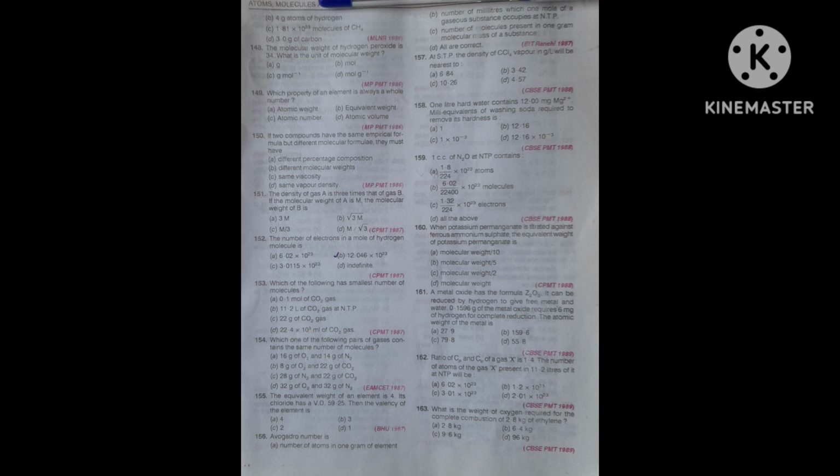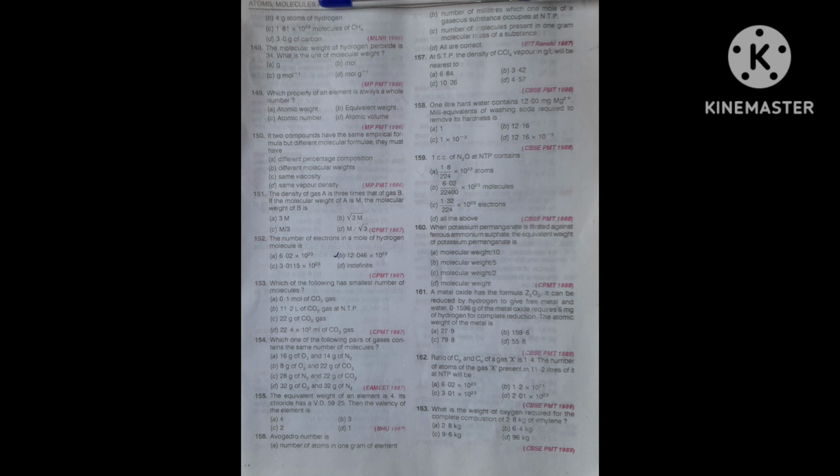Then for 1, then for 2.8 kg. It is given in the question, 2.8 kg, how much oxygen is required? 28 kg requires 96 kg oxygen. Then for 2.8 kg, the correct answer will be 9.6 kg O2. 96 divided by 28 into 2.8. Correct?